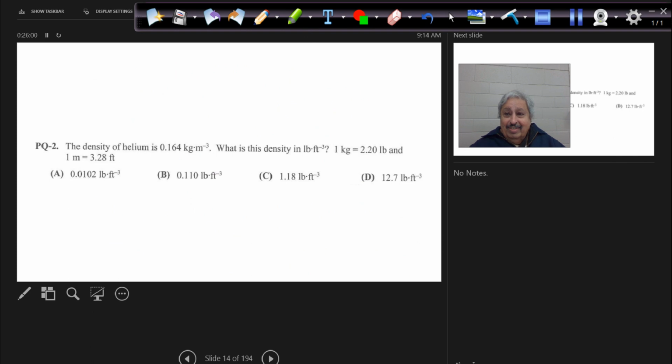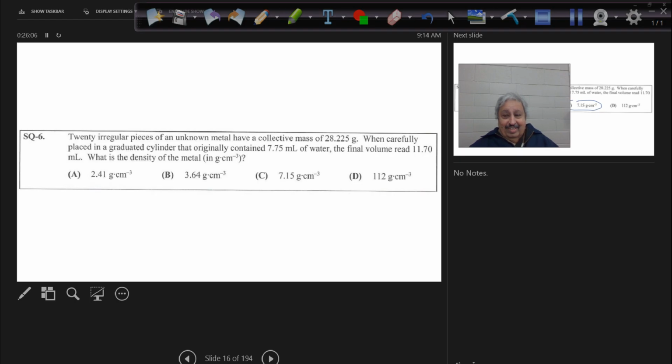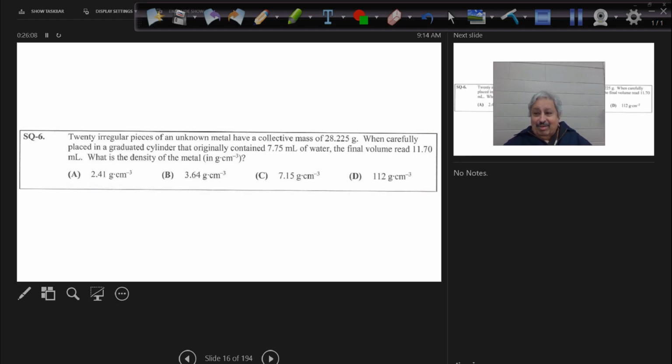Okay, so let's do this one here. Answer is A. So here it is. Let's do this one here, guys. Oh, the answer came out quick here. Okay, so 20 irregular pieces of an unknown metal have a collective mass of this one here. That's the total mass. When carefully placed in a graduated cylinder, originally this was 7.75. Final volume is 11.70. What is the density of the metal in gram per centimeter cube?